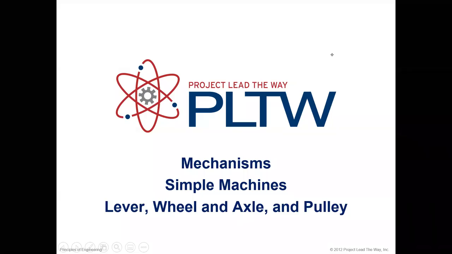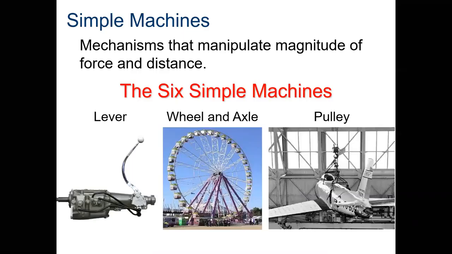Welcome everybody. Today we're going to discuss simple machines, and we're going to focus on the three that are the lever, the wheel and axle, and the pulley. So let's just jump right in. There are six simple machines. The reason we combine three here, the lever, the wheel and axle, and the pulley, is that the base simple machine for all three of these is the lever.